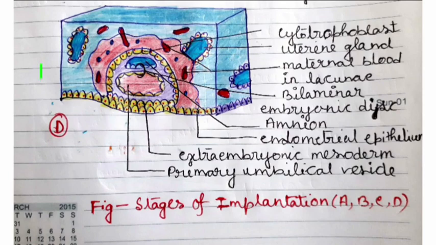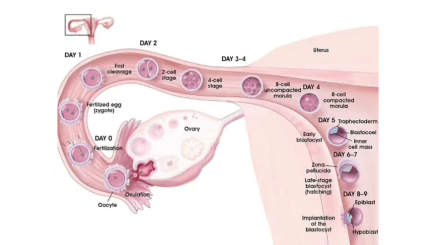And in the last stage of the implantation, the blastocyst almost completely enters into the endometrial tissue. So now we can say the implantation process has been completed. In this picture we see that the blastocyst has almost entered the endometrial tissue of the uterus. This is the endometrial epithelium, and this is the extraembryonic mesoderm, and this is the primary umbilical vesicle. So this was all about the phases of the implantation. So here is the diagram of the implantation process.